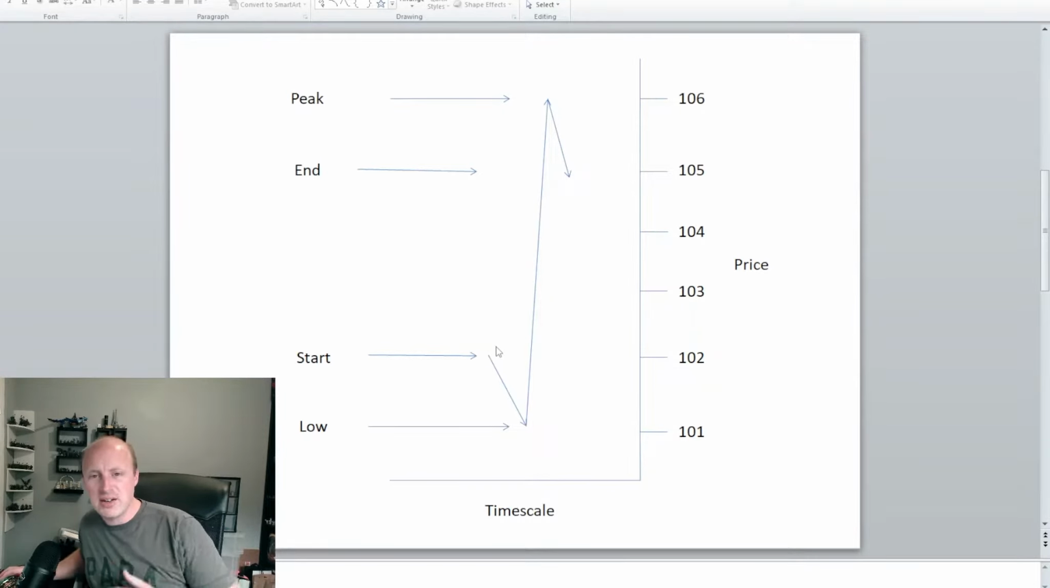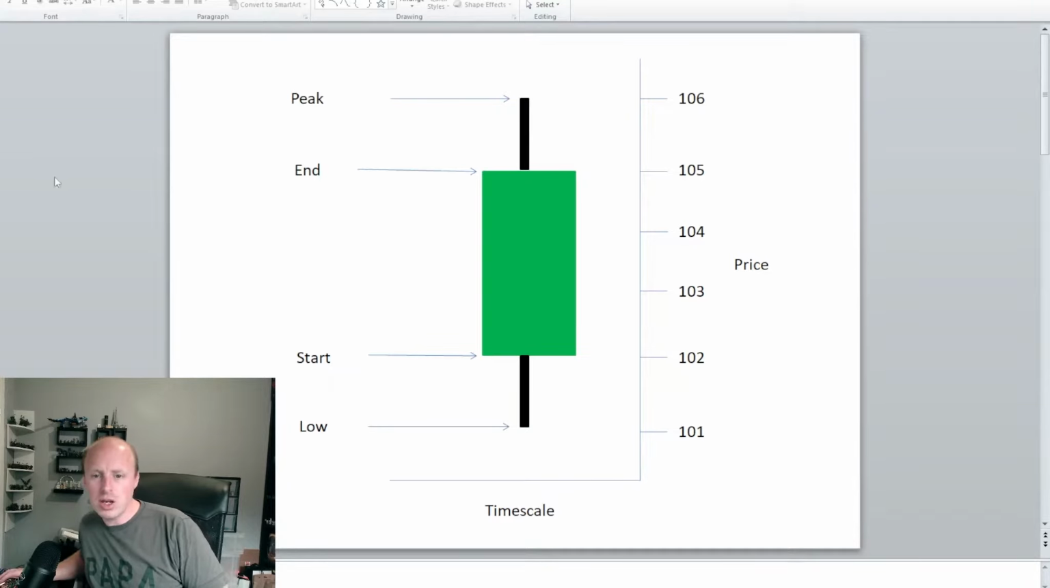Now obviously it doesn't necessarily need to be as direct as this. It could have started at 102, jumped up to 106, dropped down to 101, then gone back up to 105. It could have done any of those variations in between. All that we know from that candle is that the start price came in at 102, it ended at 105, and between those points the lowest it's been is 101, and the highest it's been is 106. So that's how a green candle looks, and how it is displayed.